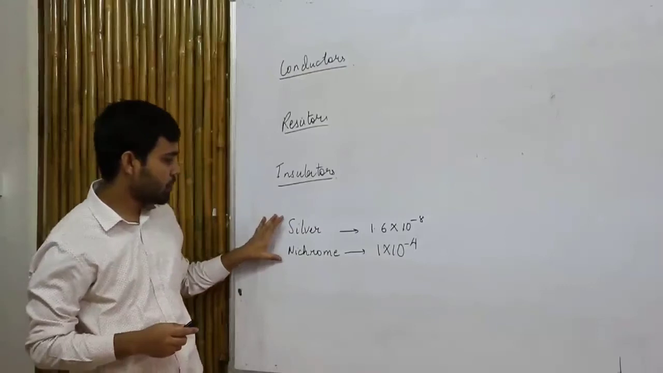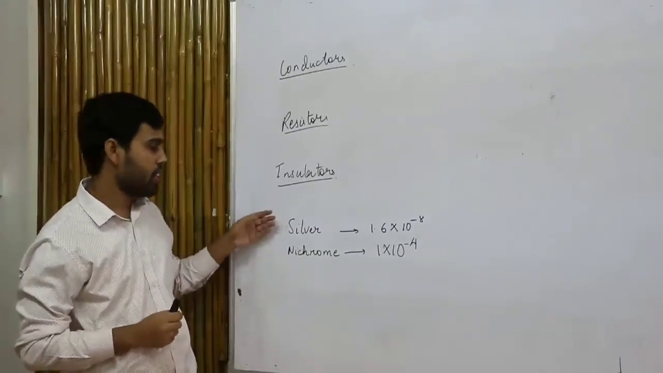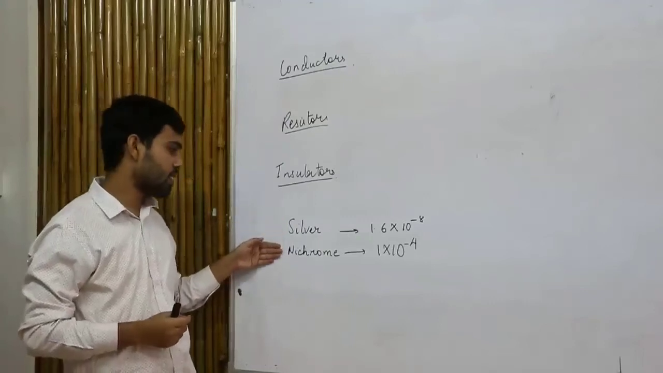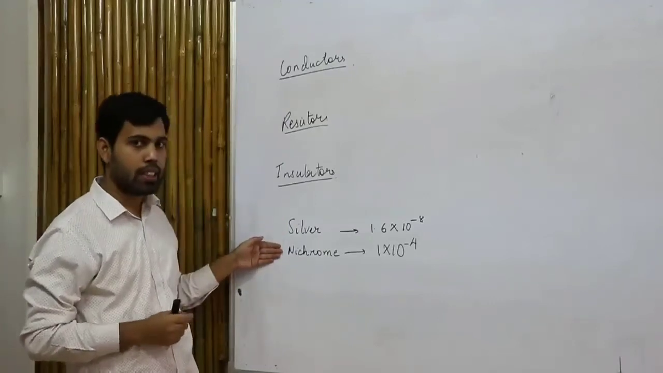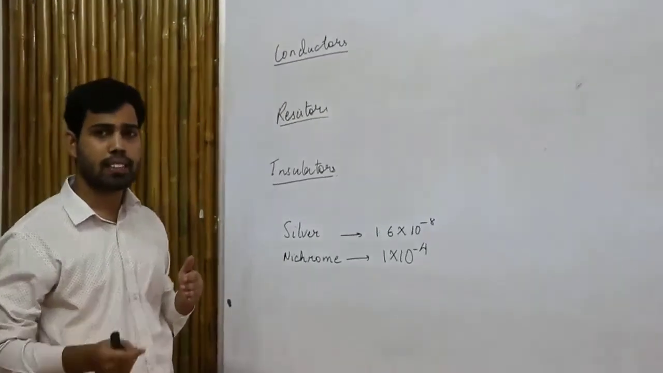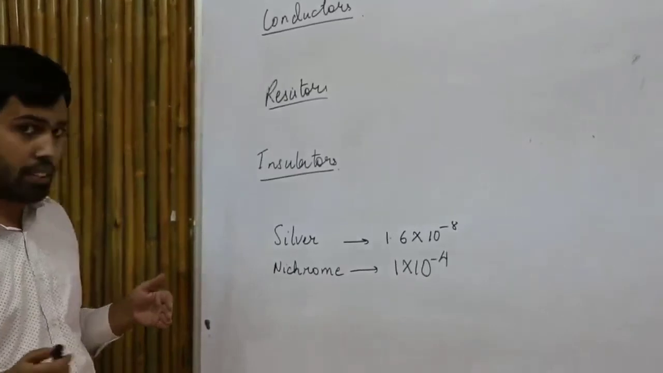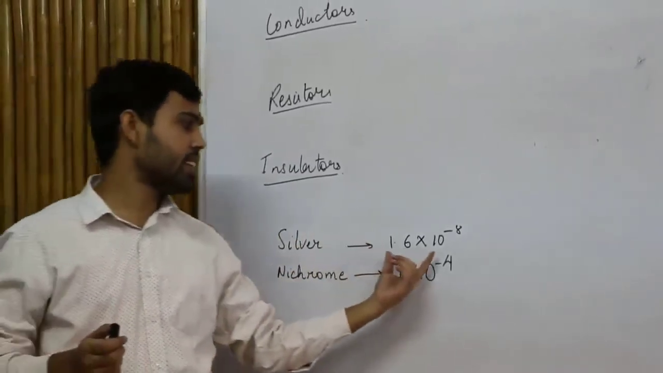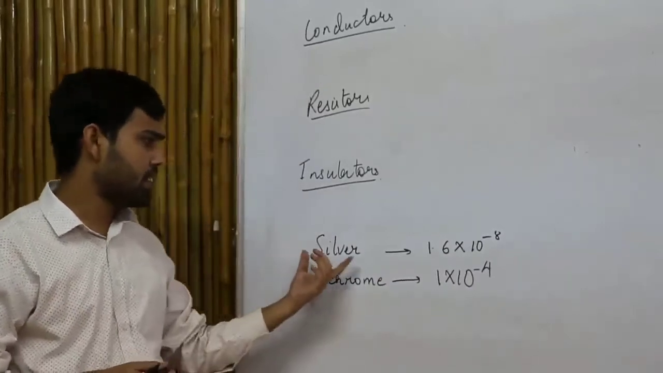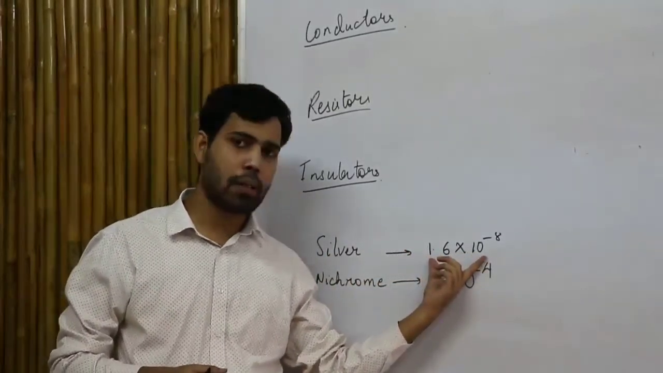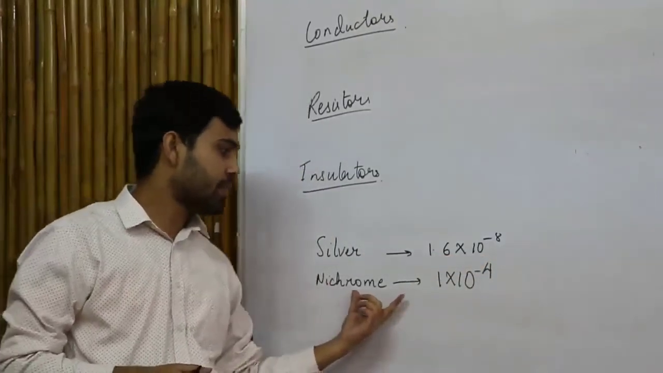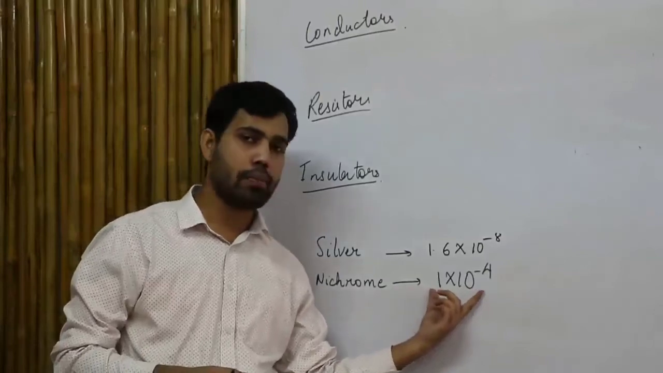Here I am talking about two materials. One is silver, which is the best conductor of electric current, and another is nichrome. This is an alloy which is used as a heating material in various appliances like heaters and irons. And I am looking at the specific resistivity of these two materials. The specific resistivity of silver is 1.6 into 10 to the power minus 8, and the specific resistivity of nichrome is 1 into 10 to the power minus 4.